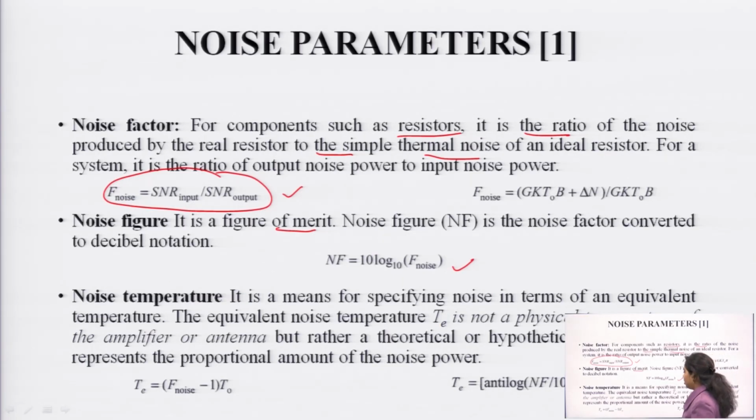Now, noise temperature, also known through the Friis formula, is for the effective temperature of the system. So, it is the means for specifying the noise in terms of an equivalent temperature. This is the formula which requires the noise figure. So, T e, the equivalent temperature, is equal to F noise minus 1 into T naught. T naught is the room temperature at 300 degree Kelvin or 27 degree Celsius. So, this is how you have to calculate the T e value.